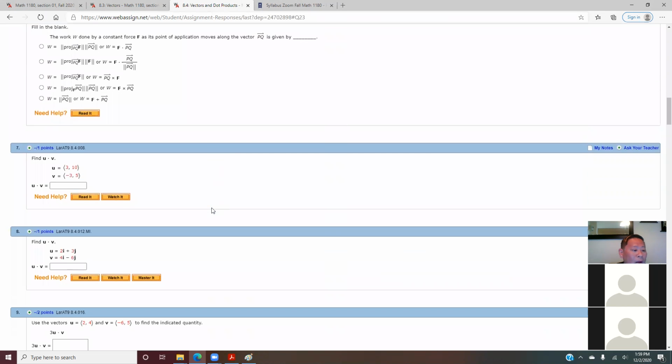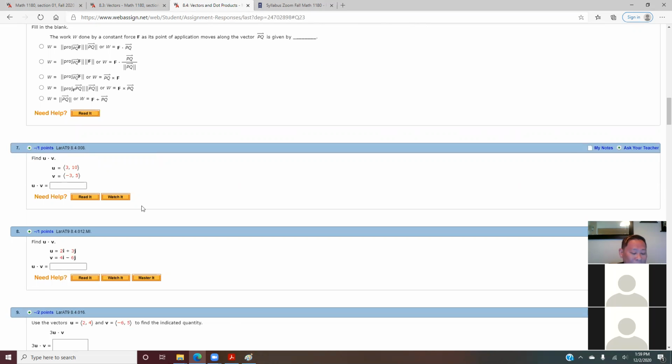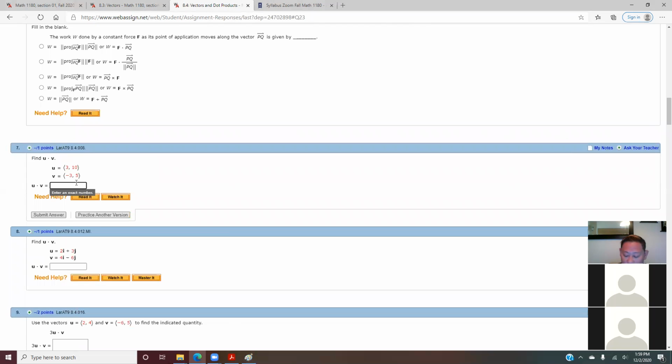So first thing is how you find your dot product: you multiply your first component, then add it with the multiplication of your second component. So this is very easy. Like 3 times negative 3 is negative 9, 10 times 5 is 50, so this will give us 41.